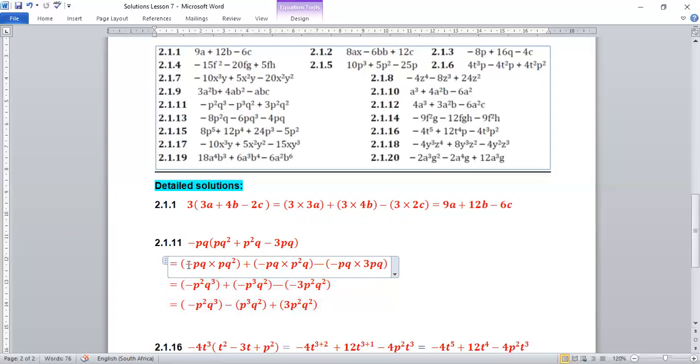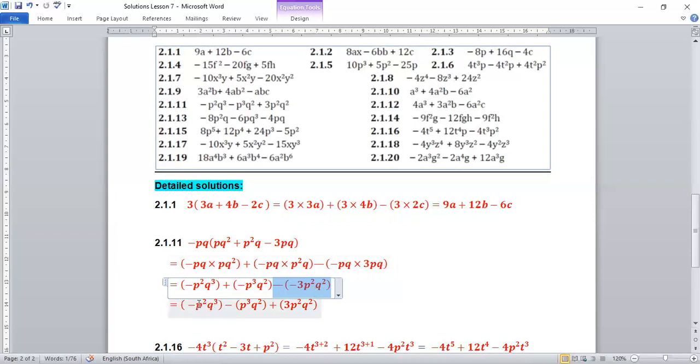Thereafter you simplify. Negative, p multiplied by p is p squared, q multiplied by q squared is q cubed. Again, p multiplied by p squared is p cubed, q multiplied by q is q squared, and the sign still stays negative. You write down the sign as is, negative 3p squared q squared.